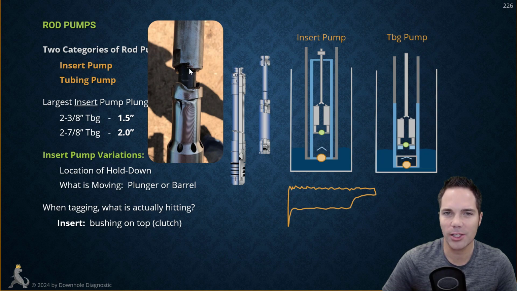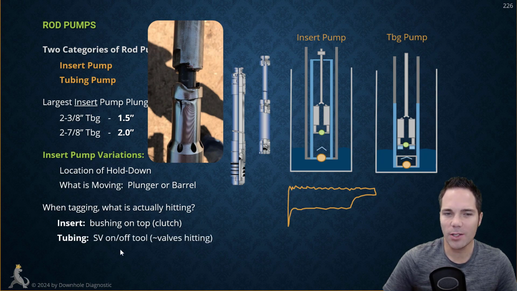This is known as the clutch, and it's something you can use if you need to back your rod string off. For example, if your pump is stuck in the seating nipple, you can engage that clutch and set down some weight and try to turn the rods to the left to unscrew down there at the pump. But this is what's actually hitting right here. This is one that's beat up pretty good.